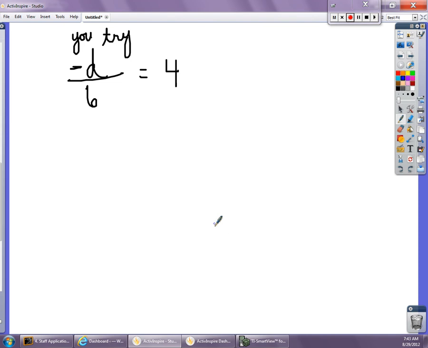Go ahead, try one more for me. This is negative b over 6. The reason I wanted to show you this one is to give you a heads up that when you have negative b over 6, it's really the same thing. There's a 1 in front of the b, so you could actually make that negative 1/6 times b. Either way, they mean the same exact thing.